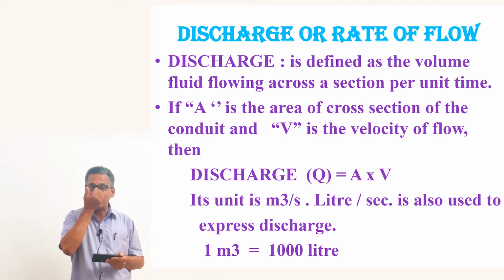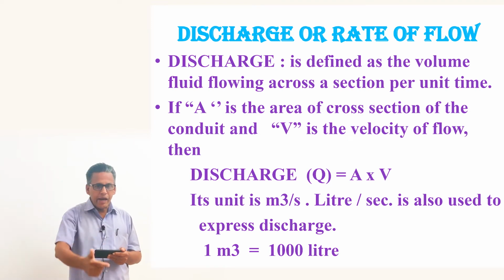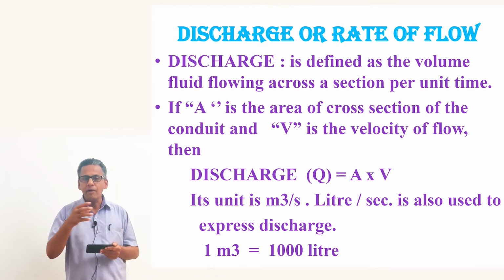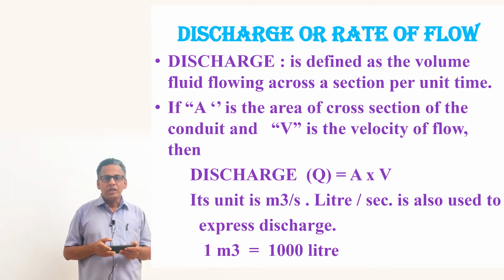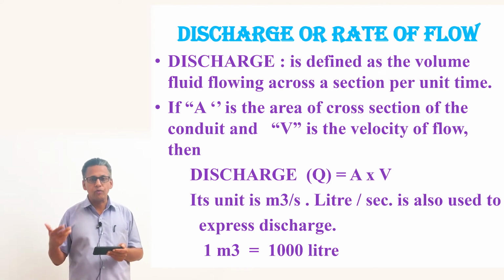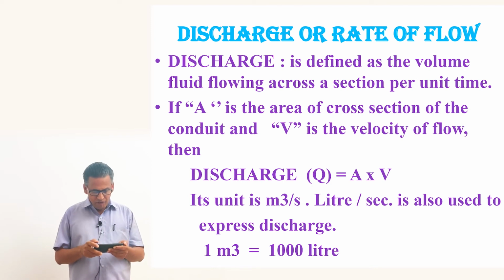നമ്മൾ നേരത്തെ പറഞ്ഞു AL by T. So A into L by T is velocity, area into velocity. A is the area cross section of the conduit through which liquid is flowing and V is the velocity. Therefore discharge or rate of flow, that is volume of water flowing through a conduit at a section per unit time. Discharge or rate of flow Q is equal to area into velocity.